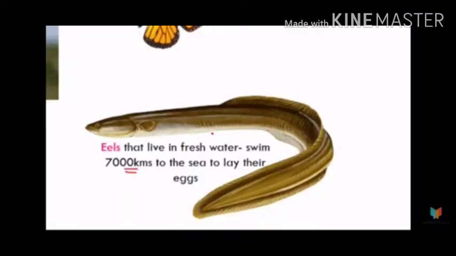The next example is the eel, E-E-L, eel. This is a freshwater eel that lives in the river. It swims about 7,000 kilometers toward the sea to lay its eggs in the sea. After laying eggs, it will die. Once those eggs hatch, the young ones will swim back to fresh water or to the river from which their parents came. So you can see how interesting migration is.